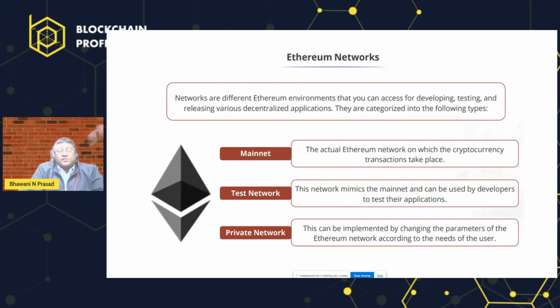Ethereum networks. As we mentioned, there are three kinds of networks. Mainnet, where it is deployed and we use cryptocurrency transactions. Test networks, where the network mimics the main production network, but it is for developers to test. And private network, which can be implemented by changing the parameters of the Ethereum network according to the needs of the user to develop the smart contract.